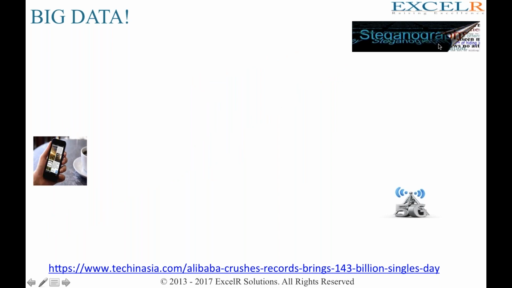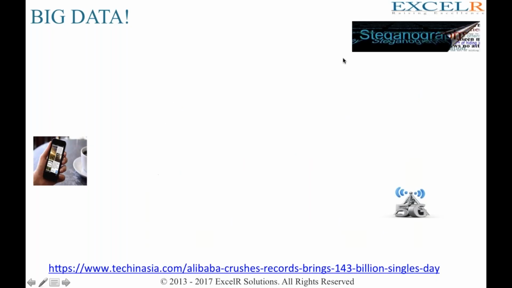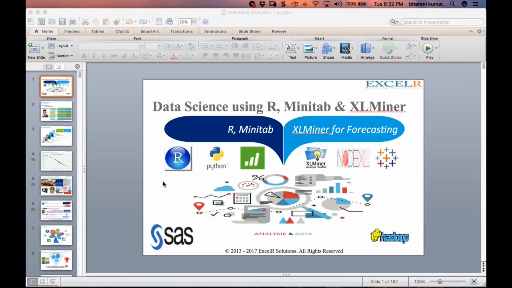Steganography. Okay, let me just pause here and ask you all this question. How many of you are aware of steganography? Anyone? Crime, it's related to crime. No idea? Okay, so let me tell you. This is a new way of hiding data, basically.